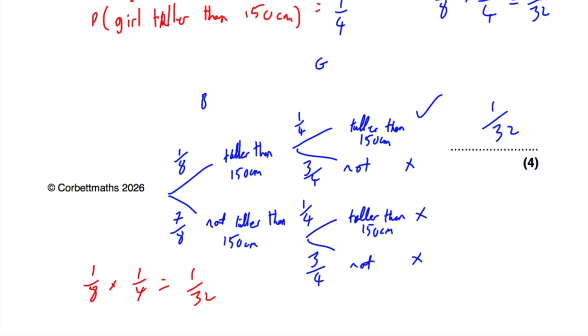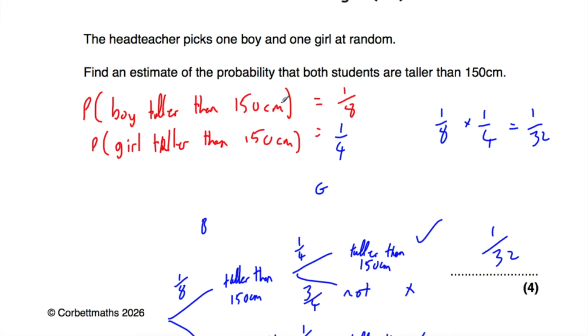And you could consider the tree diagram, or you could just say, well, if I've got that probability and I've got that probability, if I want to find the probability of both of them happening, we can just times the two probabilities together. And that's it.